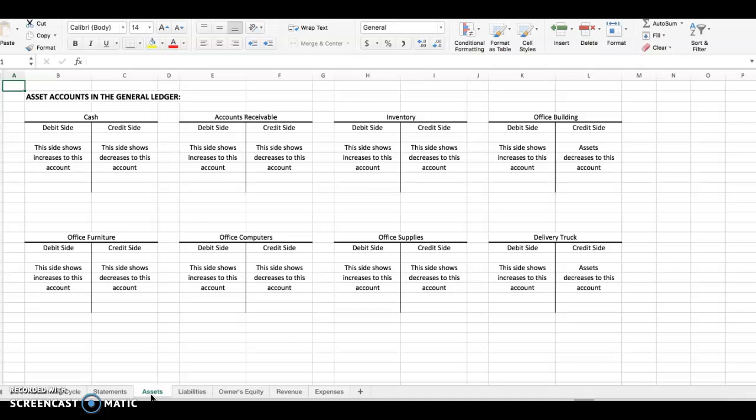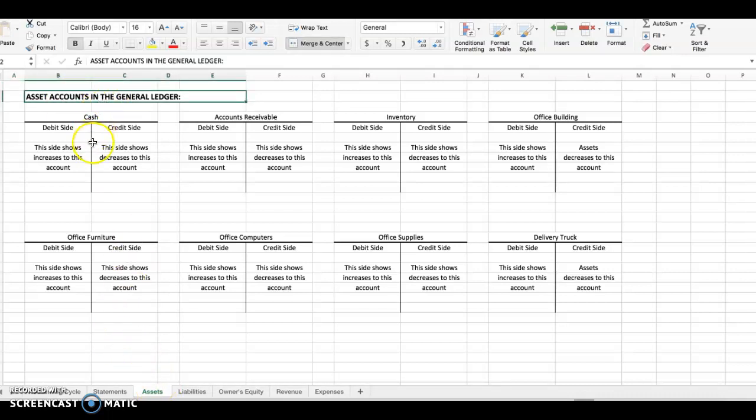This is a representation of the ledger. Again, probably the more important of the two books. But we want to look at how that is set up, first of all, before we go back to the journal. This is a representation of the asset accounts that would be found in the ledger.